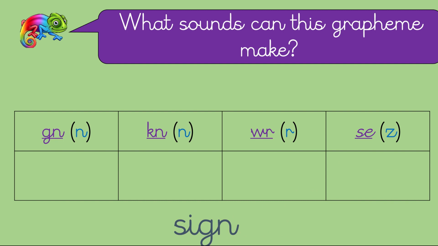Have a go at reading that one. And where do you think that one goes? Okay, super. So that one was S. Now the I says I in this word, so S, I, N, sign. So I'm guessing you've done it correctly. So this one was the G and the N making the N phoneme.